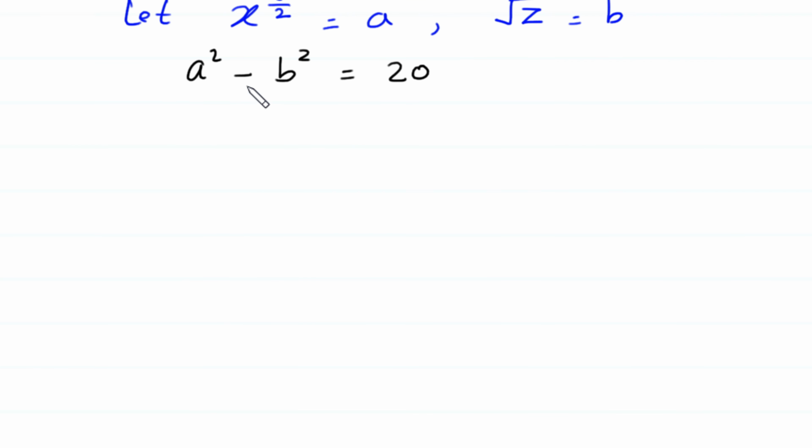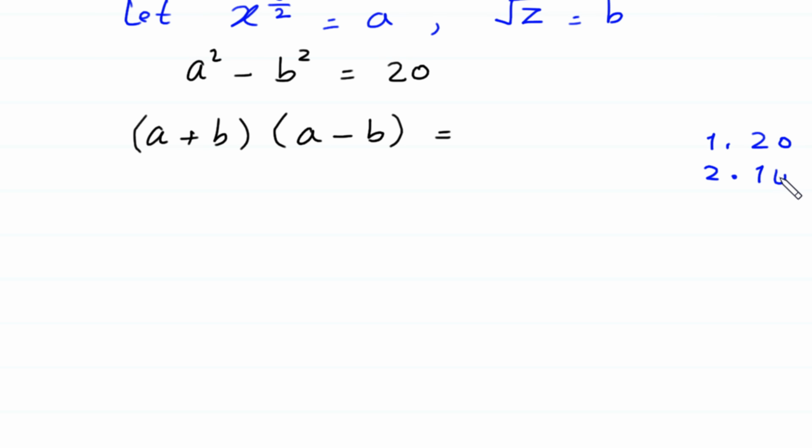Next, we factorize both sides of this equation. According to the algebraic identity, a square minus b square is equal to a plus b times a minus b, and this 20 can be factorized as 1 times 20, 2 times 10, 4 times 5, 5 times 4, 10 times 2, and 20 times 1.